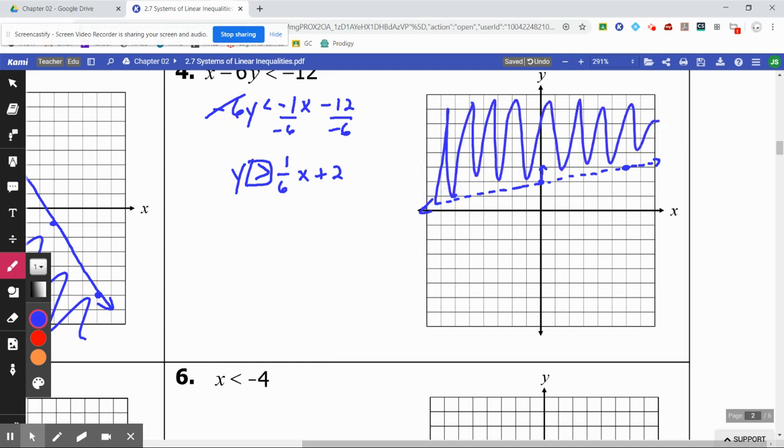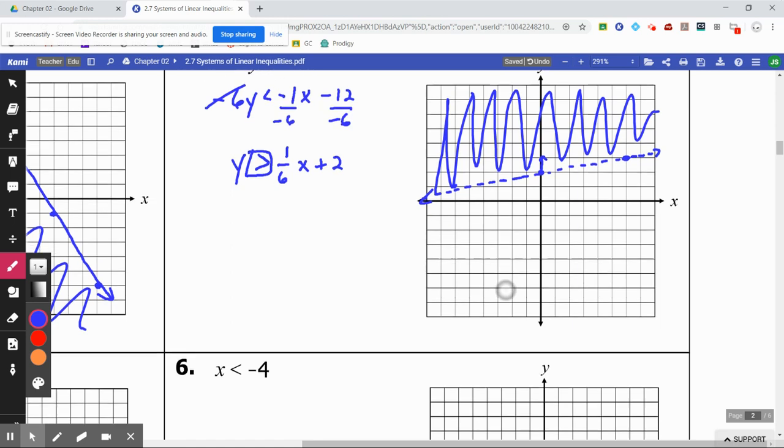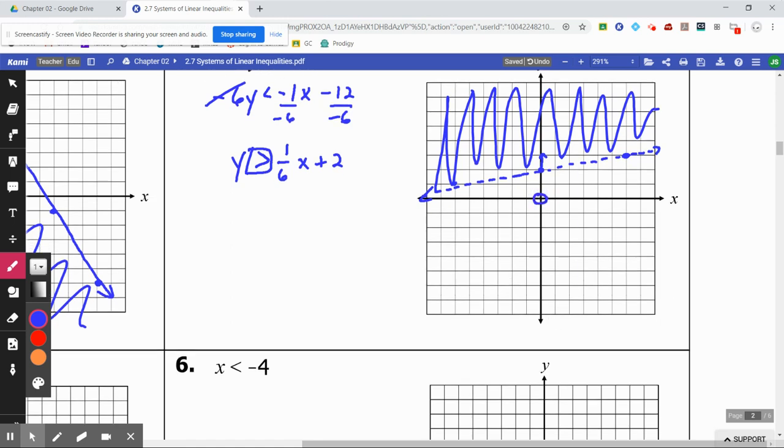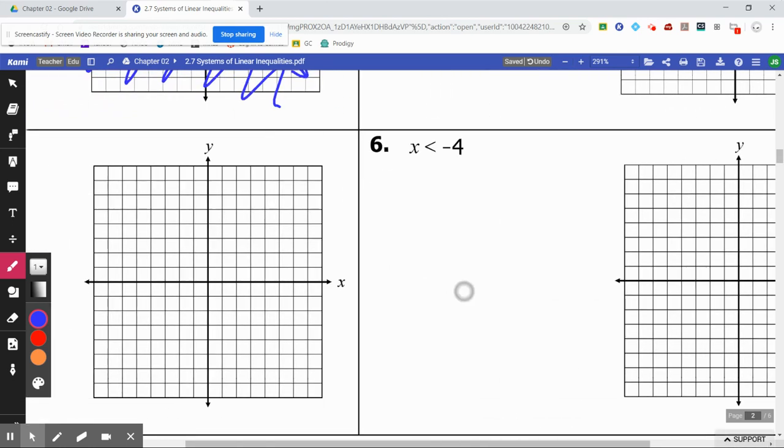So there's your solutions. So if I were to ask you now, is 0, 0 a solution to this equation? You would tell me no. Is 2, 2 a solution to this equation? You would tell me no. Is 0, 3 a solution to this equation? You would say yes, because it's on this side of the line.